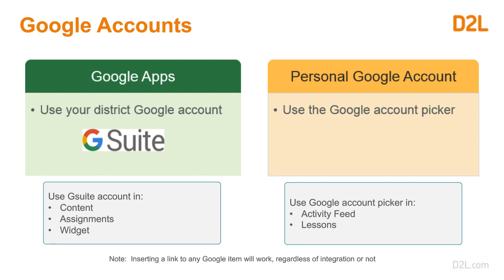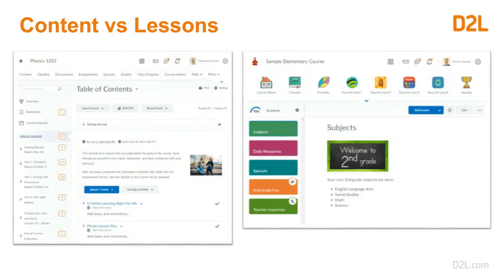Last thing here, just highlighting, for those that aren't quite as familiar with the differences between content and lessons: content is on the left and lessons is on the right. So on the left-hand side, content, you've got the table of contents view. You can see each of your modules, you can see the number of items, etc.